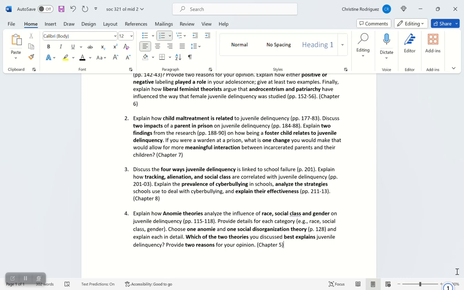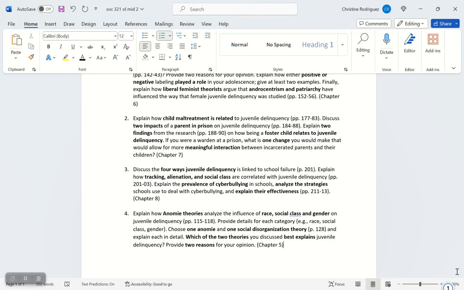But they didn't think about race, social class, and gender. More recent anomie theorists have done this, and so there is a lot of information about how anomie theories analyze the influence of race on juvenile delinquency as well as social class and gender. Just make sure you are discussing each one separately. Provide details for each category. So as you discuss race, provide some details, then social class, etc.